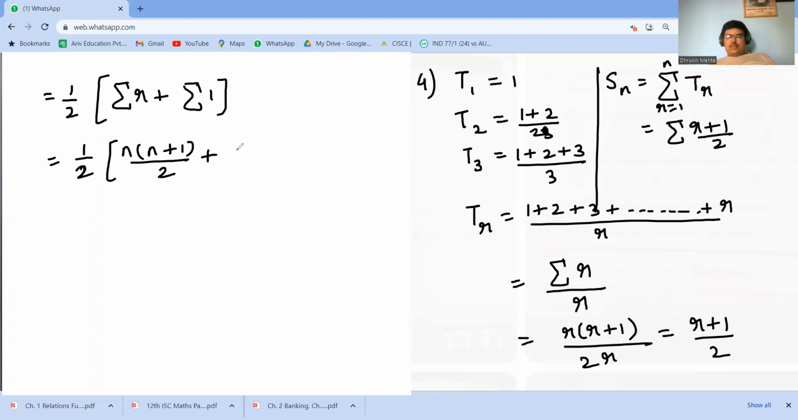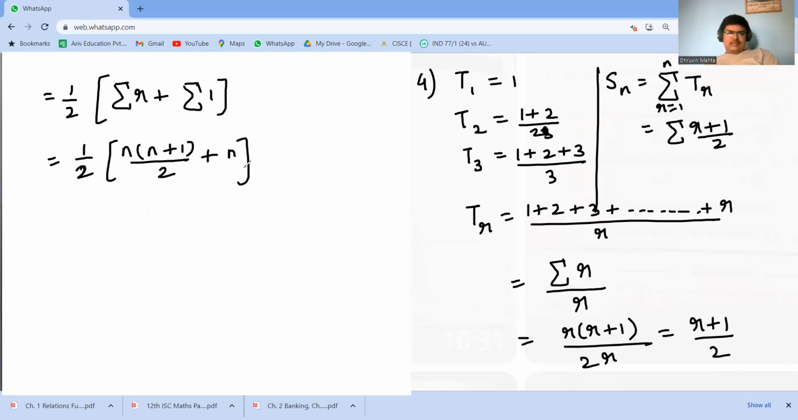Do you know what is summation 1? Summation 1 means that 1 is added n times. It's like 1 plus 1 plus 1 plus 1 plus 1, n times. So it is n.